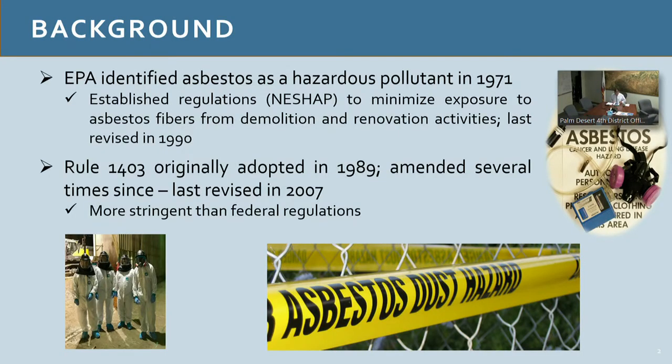And that's because we know that there's asbestos in a lot of building materials. So we know that during those activities, asbestos can be released. Our Rule 1403 is our version of the NESHAP. It is more stringent than the federal NESHAP, and that's a point I want to emphasize because it comes into play in a couple of areas when we talk about specific rule provisions. We originally adopted our rule back in 1989. We've revised it several times since. The last one was over 10 years ago, so it's a bit overdue for a revision.